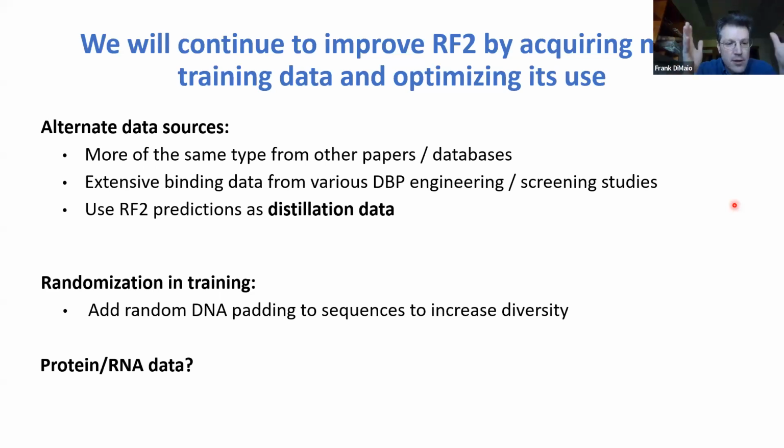There's a lot more data. So where we're going with this, there's a lot more data available from other papers and databases, and we've started assembling that data together. Also, there are a lot of DNA binding protein engineering studies that have collected experimental data, both DNA mutations and transcription factor mutations. We're in the process of collecting that data and using it to train the network in the same way.